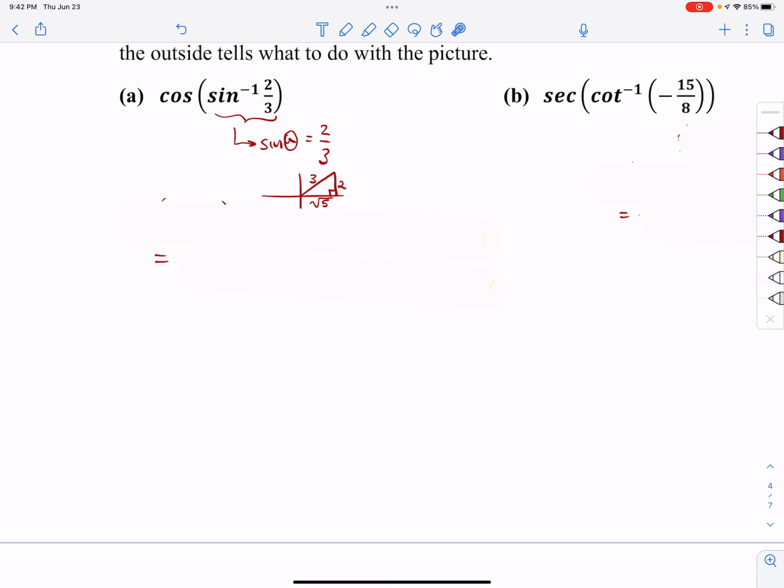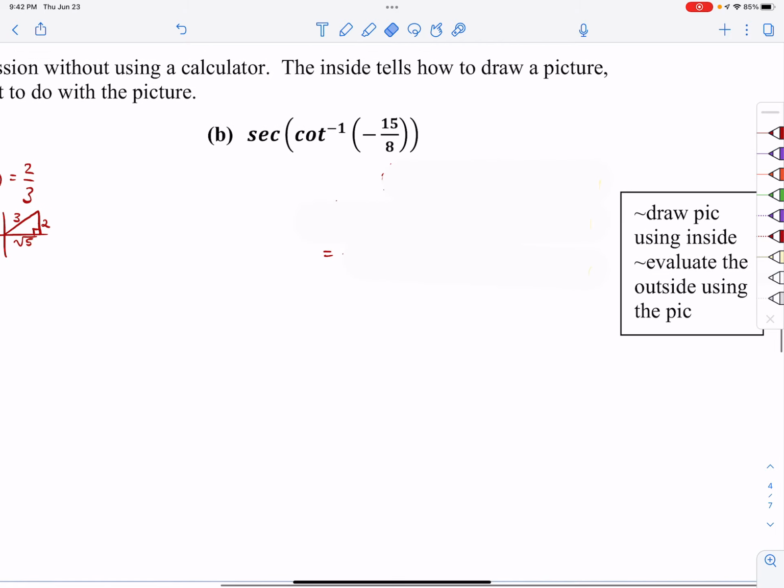Found my missing side. So now that I have a picture, I want to take the cosine of the angle that is represented in my picture. So I like to just say I'm taking the cosine of my picture. I'm really not. I'm taking the cosine of the angle in the picture. But you get what I'm saying. And so cosine is adjacent over hypotenuse. So that's going to be the square root of 5 over 3.